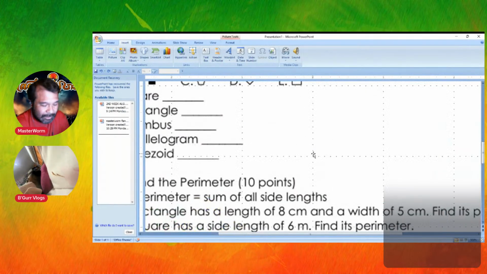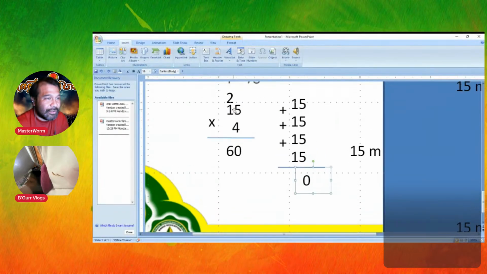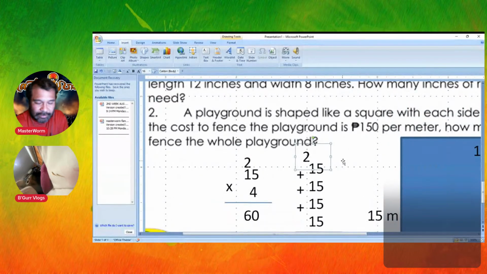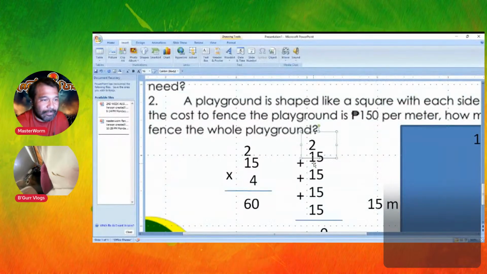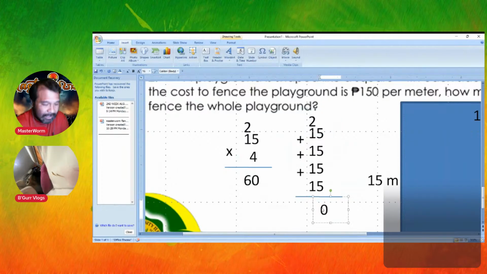It's the same as multiplication also. But all you have to do is just copy the 1 here. You put it here and then you count how many ones there are. 1, 2, 3, 4, and then you add a 2. That means it's still 60.